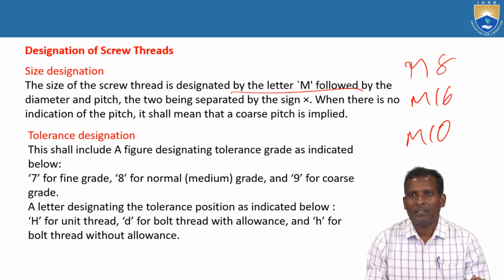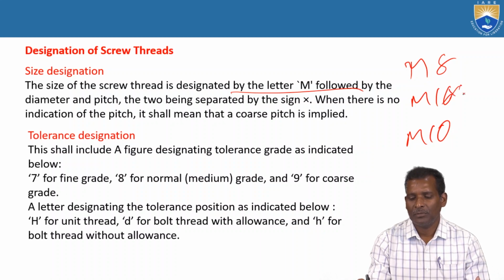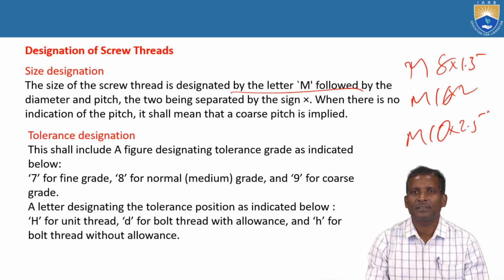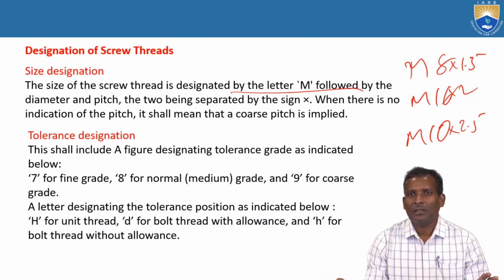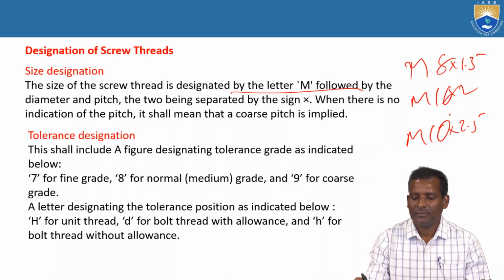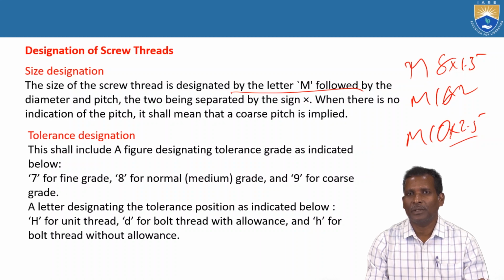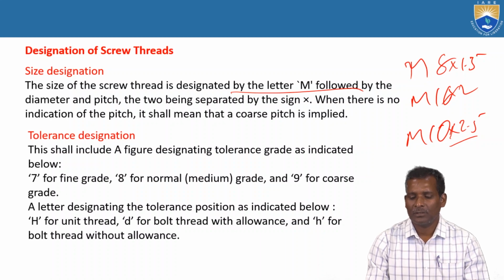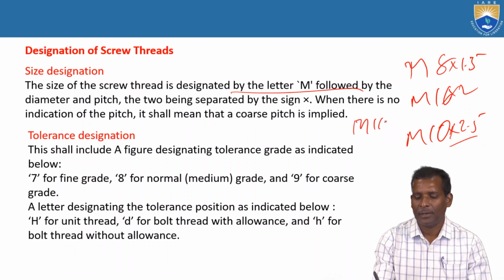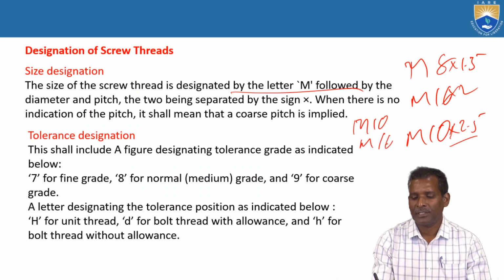So here the letter M followed by diameter and pitch: 16 by 2, 18 by 1.5, 10 by 2.5 like this. The two are separated by the sign X, shown in this example. When there is no indication of the pitch, it shall mean that a coarse pitch is implied. Suppose there is no pitch, then directly you can take M10, M16 like this.